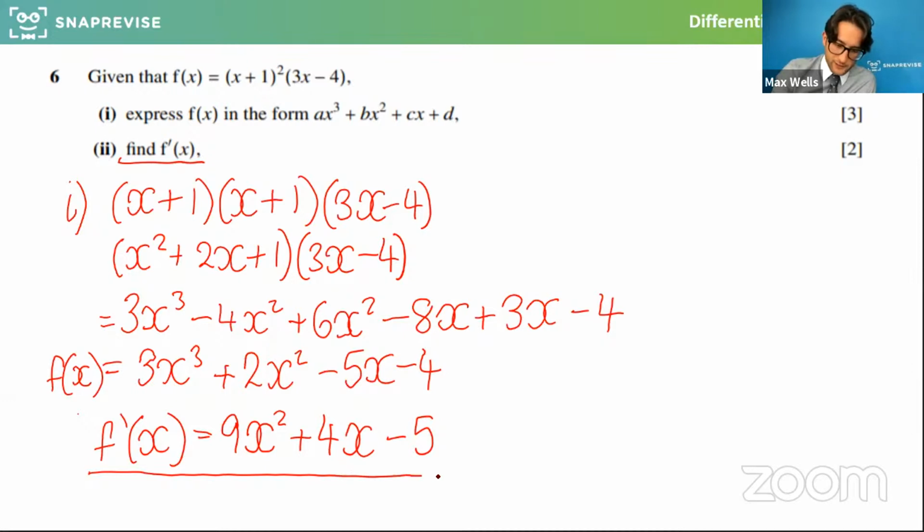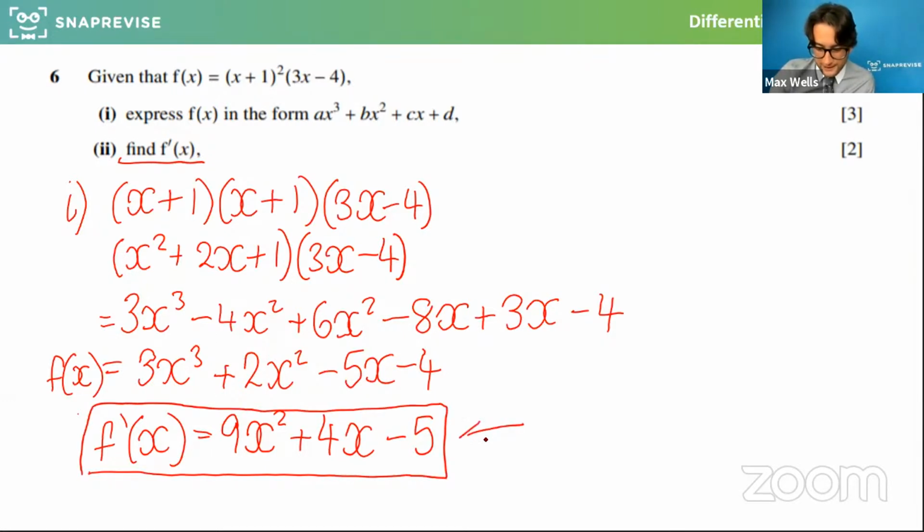So this is the derivative. So this is the gradient function. This quadratic function describes what the steepness is doing of this cubic function. So it's really cool that we've generated a function that happens to be a quadratic, that when you plug a number in for x, tells you what the steepness is doing for that cubic function it came from. So it's a really, really powerful little skill that tells you a lot about every point on that graph. So really important. Lovely. So let's keep going.